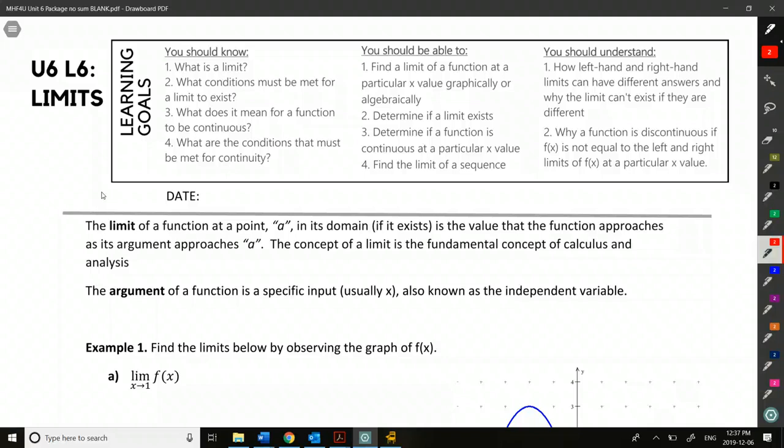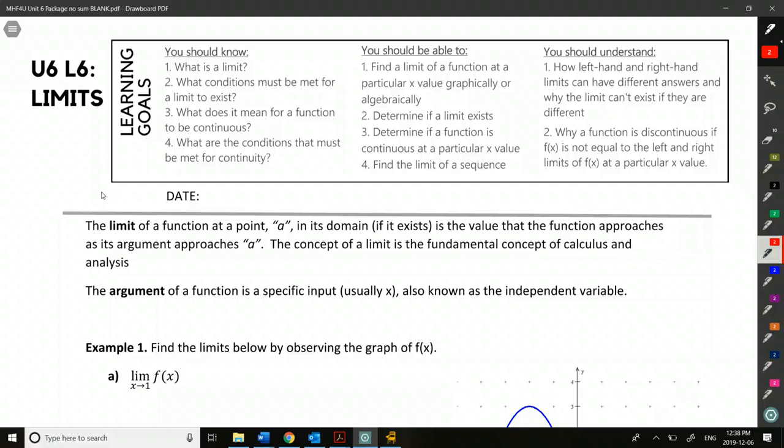Basically, the limit is some point that we're looking at, so we call that maybe point a, in the domain of the function. And if I want to find the limit as we approach that particular x value, I'm trying to figure out what that function approaches as its argument approaches a. So we'll touch on what an argument is in a second.